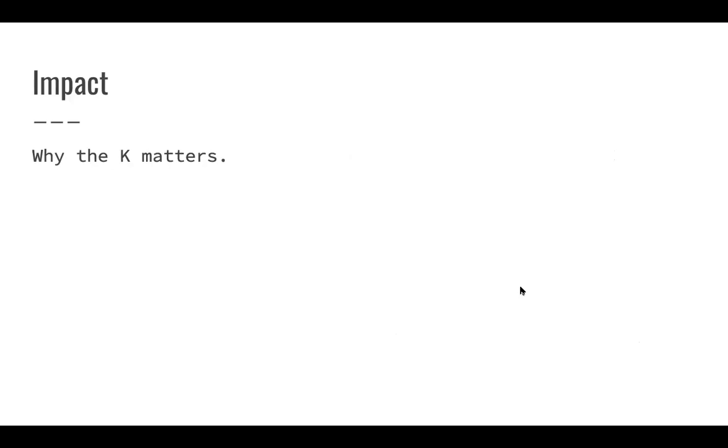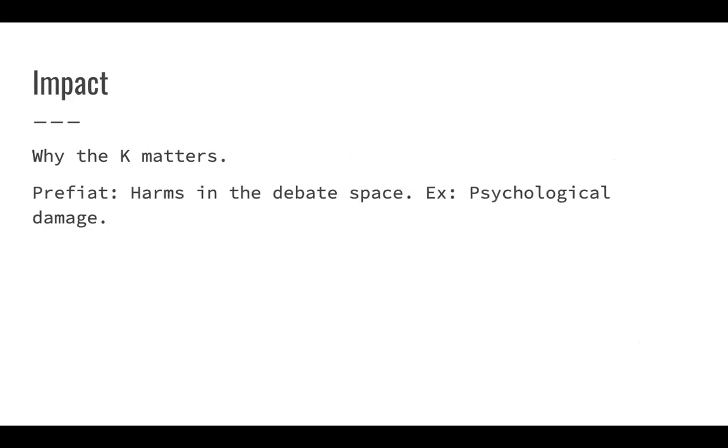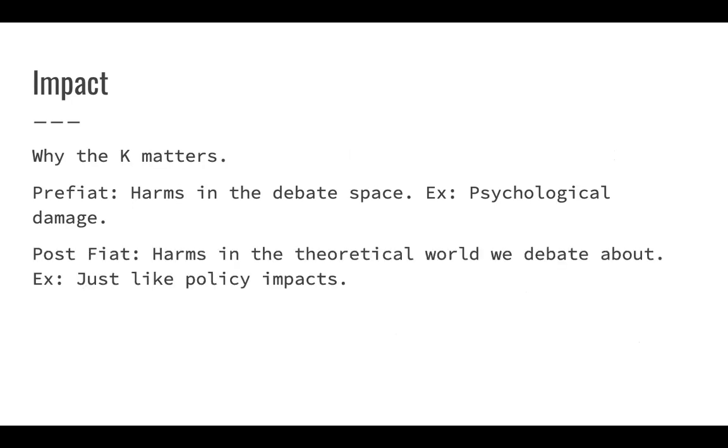Next, we have the impact. This is why the K matters. There are two different types. There are pre-fiat impacts. This is a harm in the debate space. For example, you could look at psychological damage as an example of this. And then there are post-fiat impacts. These are harms in the theoretical world we debate about, and these are just like policy impacts. You'll see this, say, in a cap K, when they talk about the negative consequences of capitalism, the collapse of capitalism, etc. They're normally talking about that in the world of the debate.